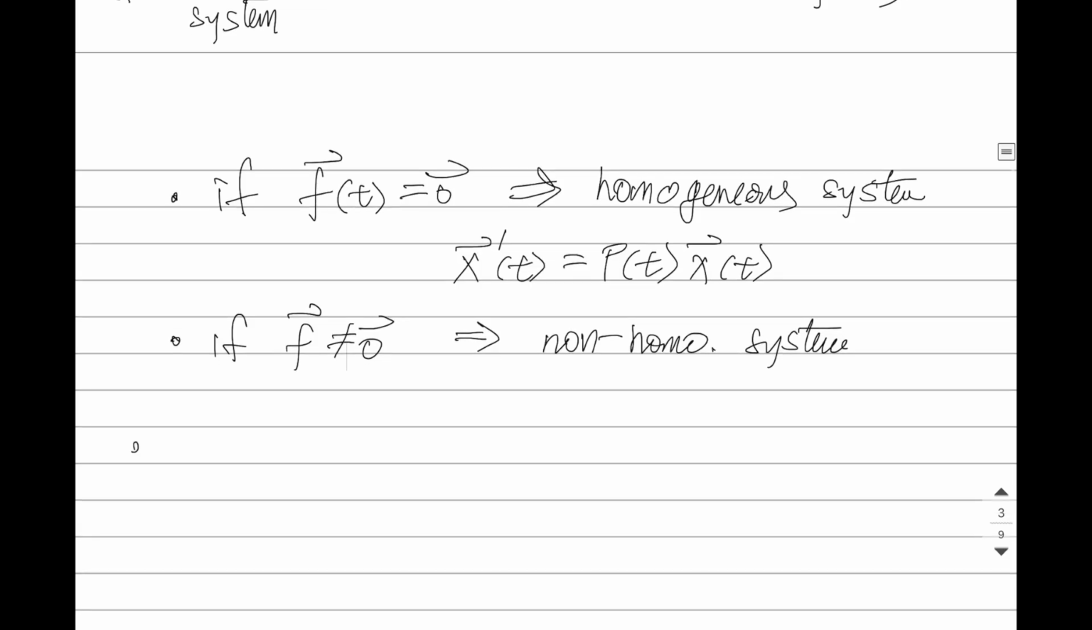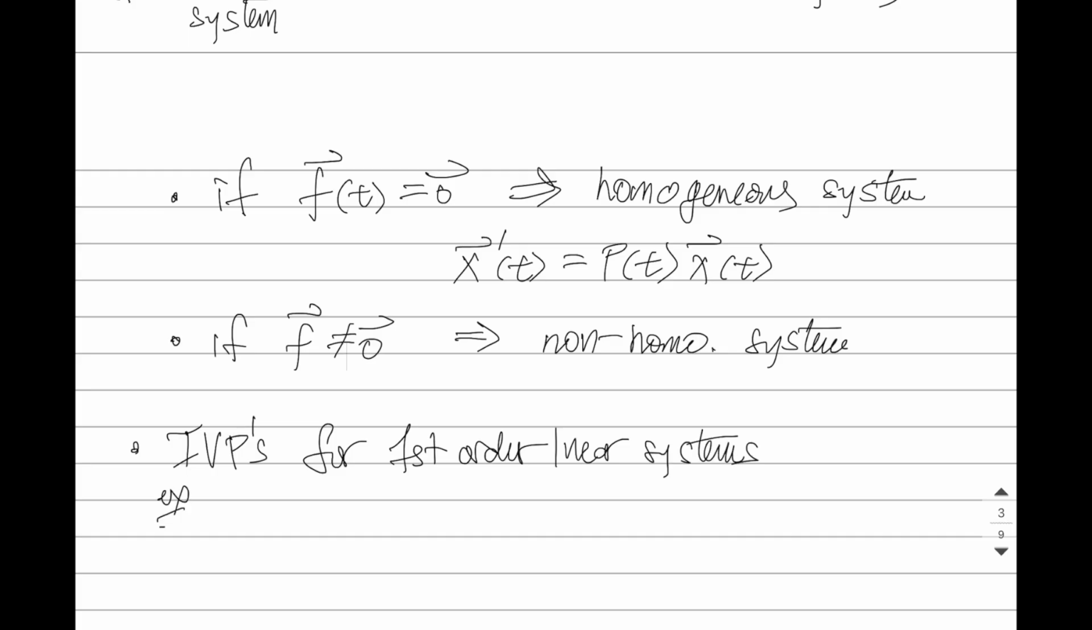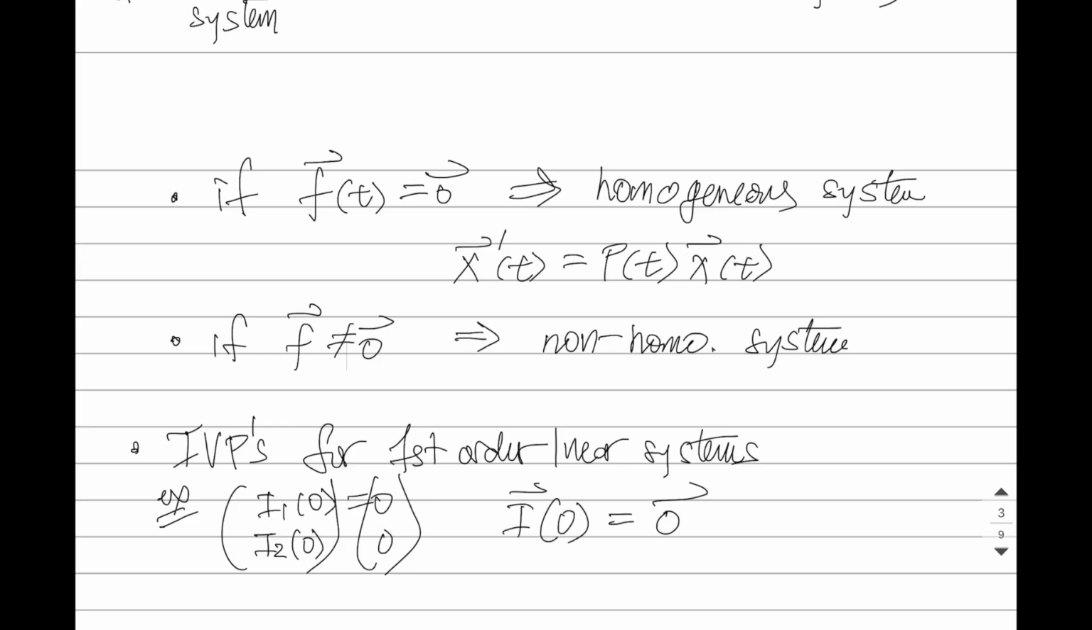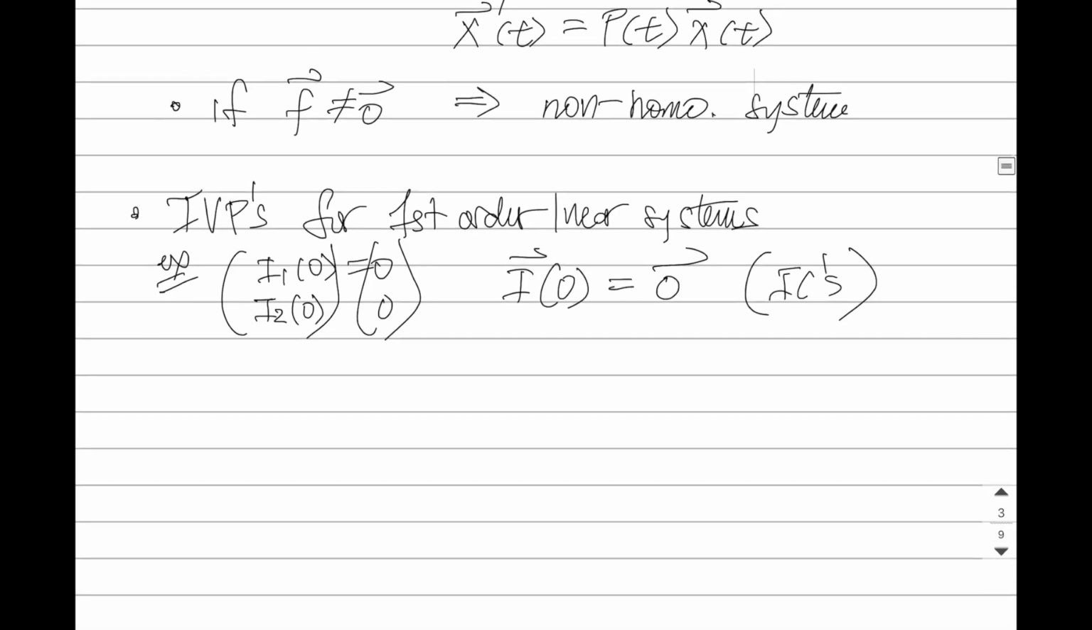We will also talk about initial value problems for first order linear systems. So for example, in our current problem, we might have the initial current at time 0 is 0, and the initial current for 2 also being 0. So we could have a vector of initial conditions. I vector at time 0 is the 0 vector. So this would be our vector of initial conditions.